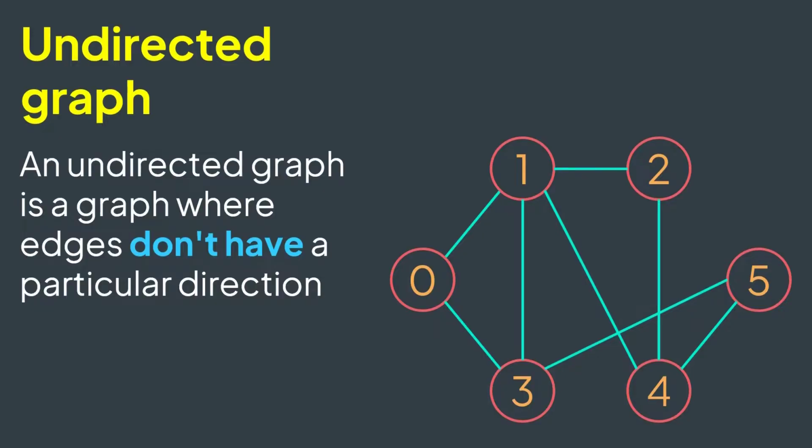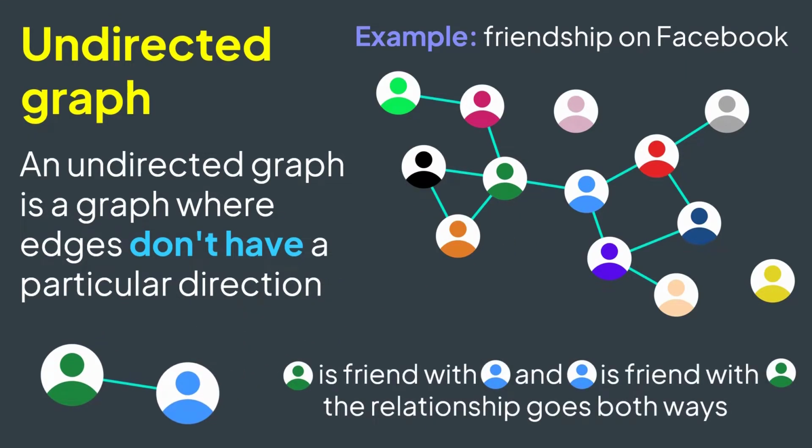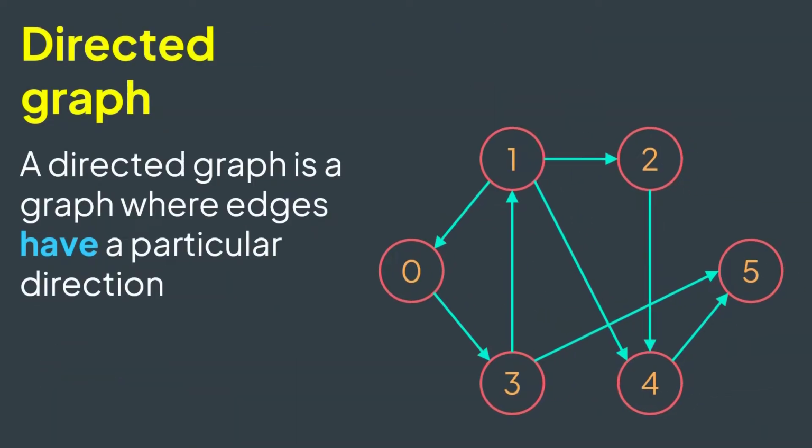An example of that is friendship in Facebook. If there is an edge between two people, it means that they're friends. Green is friend with blue and blue is friend with green. It's reciprocal. But in a directed graph, also called digraph, an edge has a particular direction.